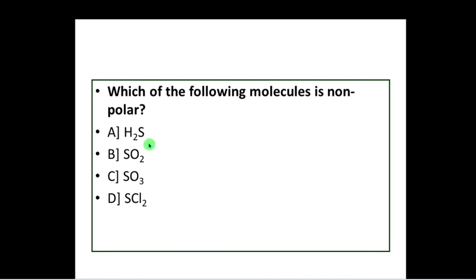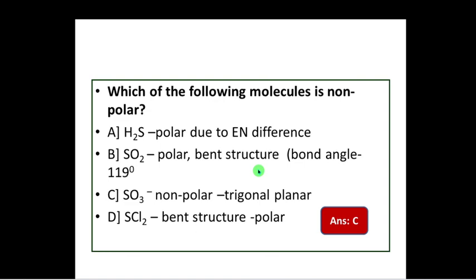Based on some of the explanations, one can answer these questions very easily. Option A H2S, option B SO2, option C SO3, and option D SCl2. As usual, as in the previous examples, you have a structural geometry, and based on that the compound can be non-polar. Among these options, option C is the correct one. We will discuss why it is C.